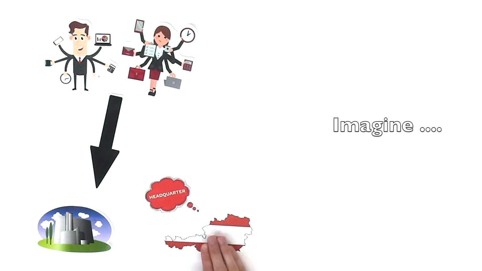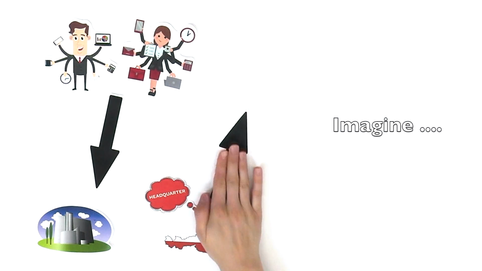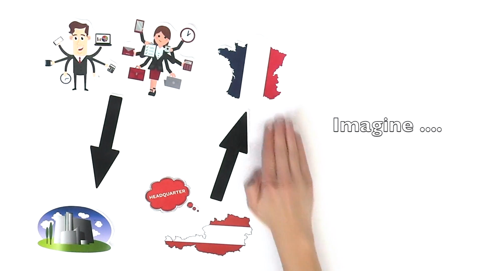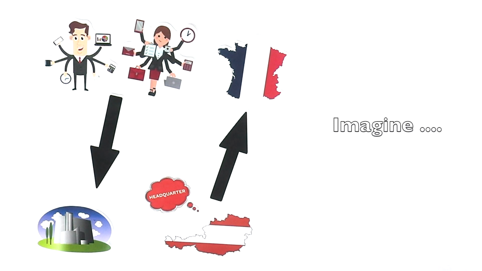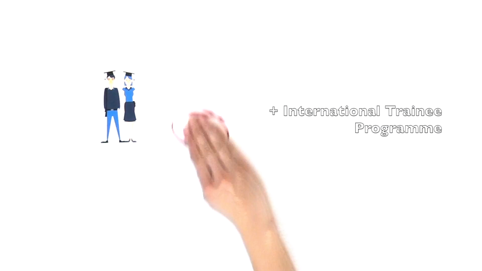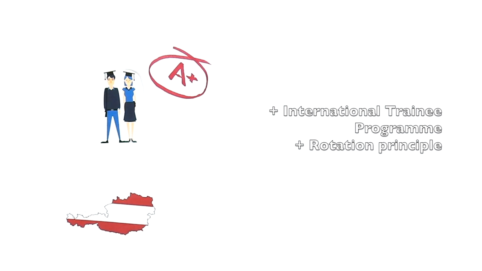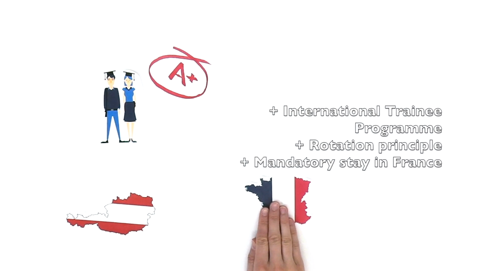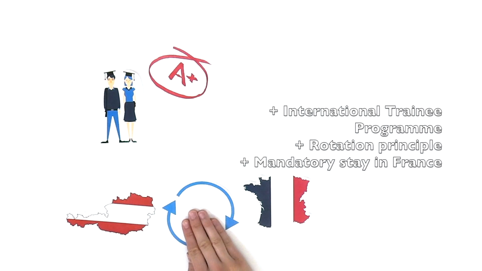Imagine that you are working as an HR manager in an international company which has its headquarters in Austria and a subsidiary in France. As you would like to hire and develop high potentials, you want to implement an international trainee program in your company. This trainee program has a rotation principle and also one mandatory station in France.